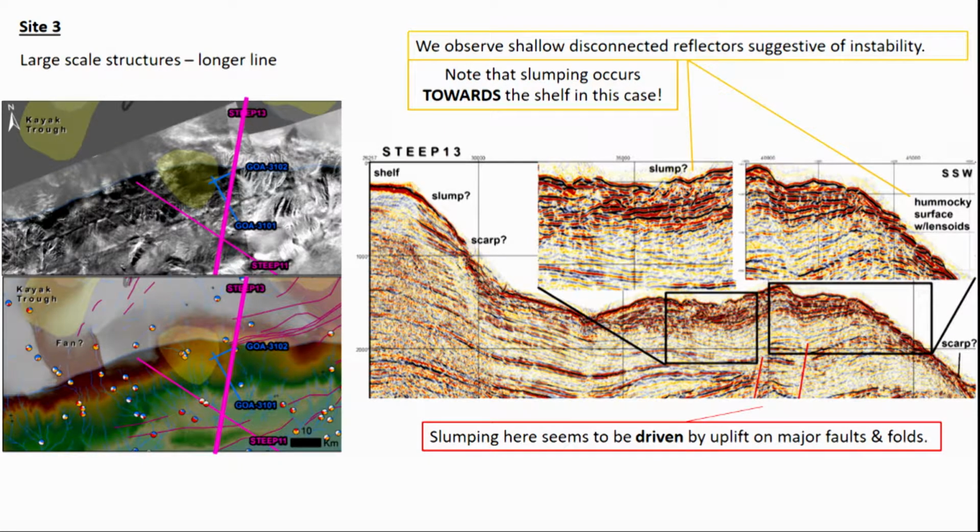In this case, the slumping actually occurs towards the shelf, which is a little bit unusual. And I think because the slumping occurs towards the shelf and we see these big faults here, that this has to be a case of instability being almost directly driven by the uplift on the faults and folds.